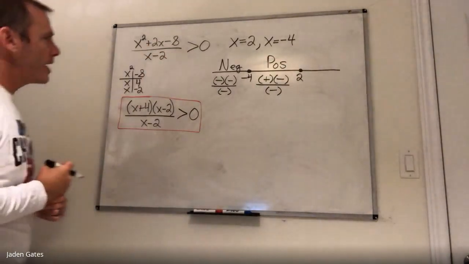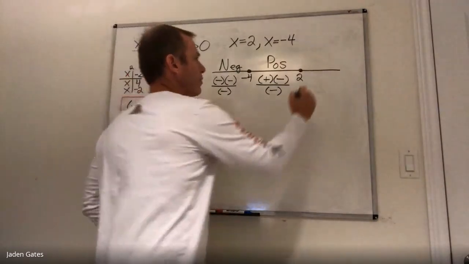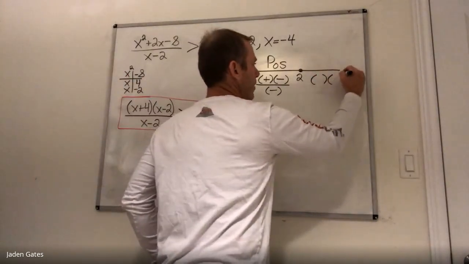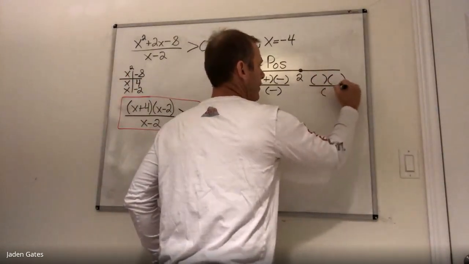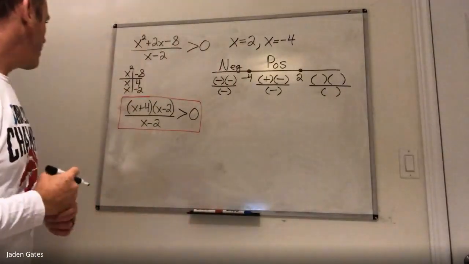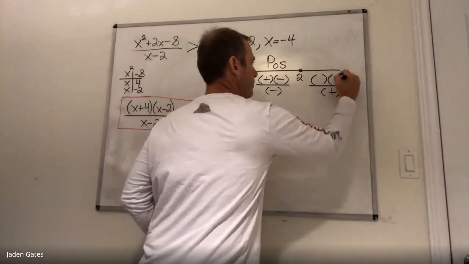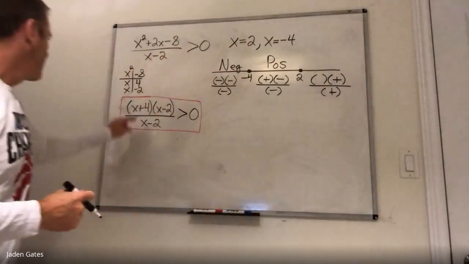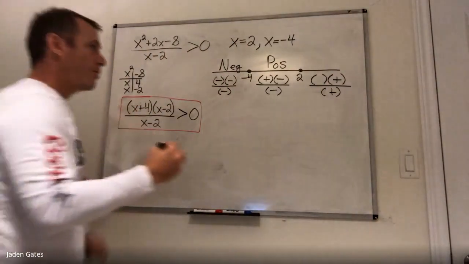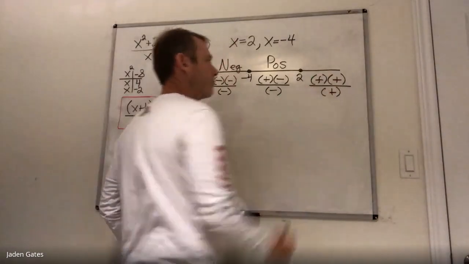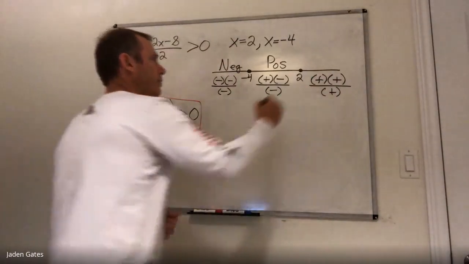All right, now x is greater than 2. So obviously I'm going to go with 3, see what happens. All right, and so 3. Well, 3 minus 2 is 1. It's positive, and again, the other piece is the same. 3 plus 4 is also positive. Everything is positive.